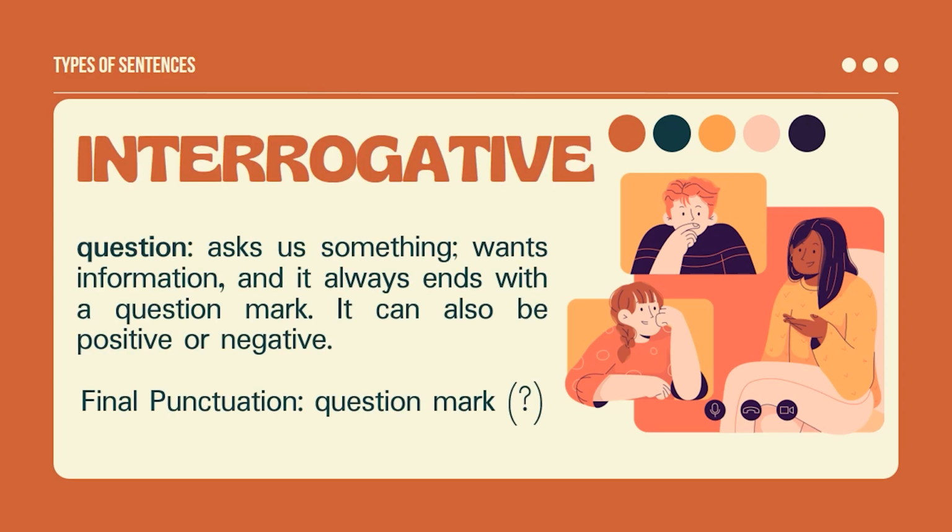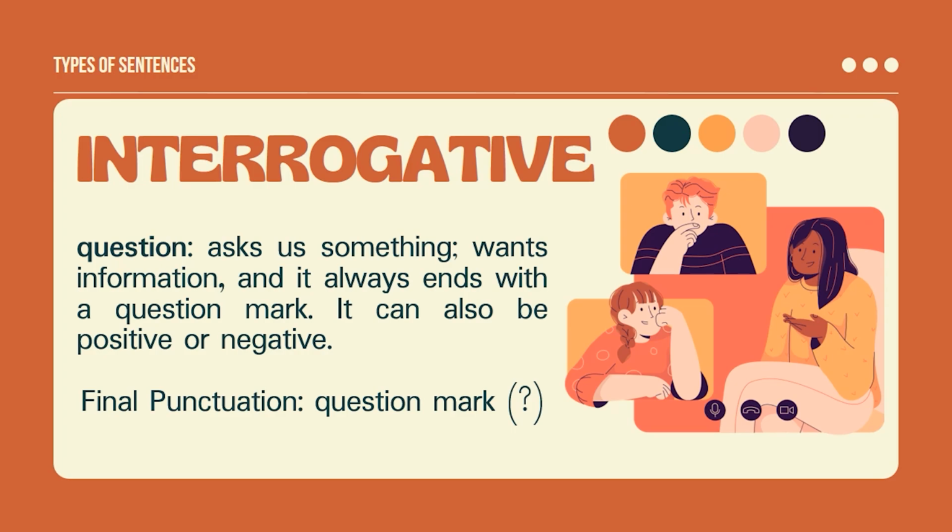So the second type of sentence is the interrogative sentence. When we say interrogative, it is a question. It asks us something, wants information, and it always ends with a question mark. It can also be positive or negative. So the final punctuation mark is the question mark.